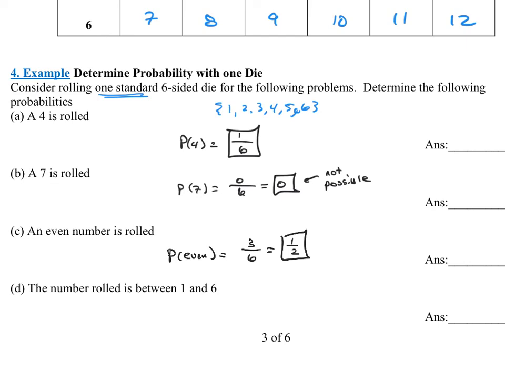It says, what's the probability that the number is between 1 and 6? The probability of between 1 and 6, well, that's all 6 of the 6 numbers. 6 divided by 6 is 1. So if a probability of 0 means it's not possible, a probability of 1 means it must occur. It has to happen. A probability of 1 is like a 100% chance that it occurs. Absolutely guaranteed. So if you roll a die, you are guaranteed to get a number between 1 and 6, which makes sense.